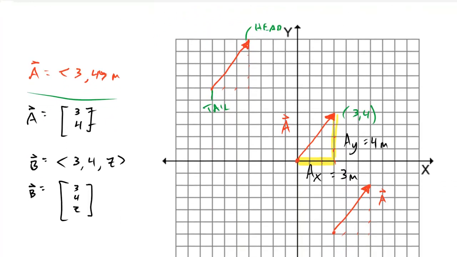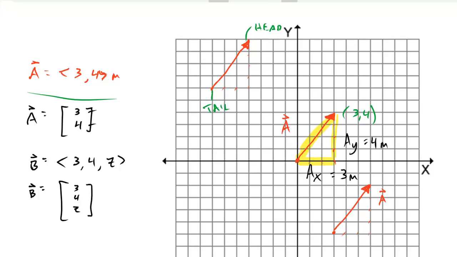It doesn't pay attention to the direction. And so if you look at this, then we have its magnitude right here. And we can solve it knowing that x and y are perpendicular to each other, so we have a right triangle. So we can just use the Pythagorean theorem to find its magnitude.